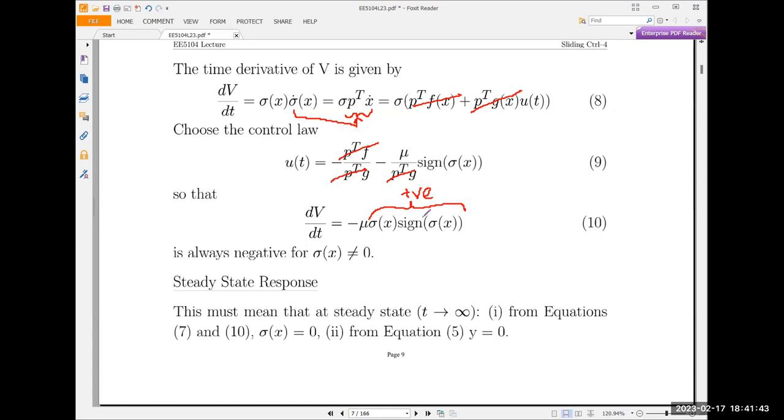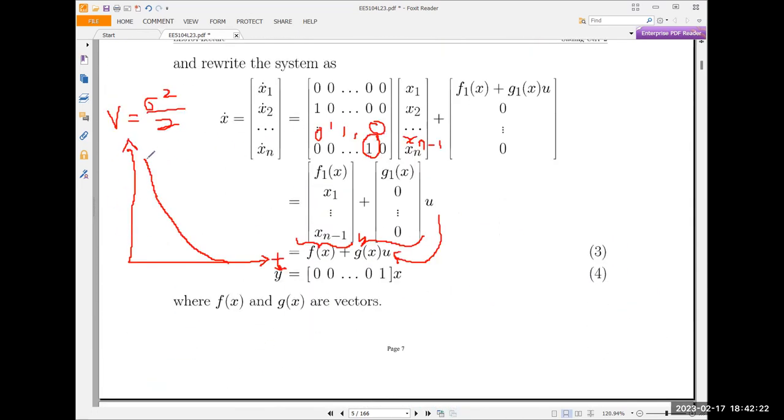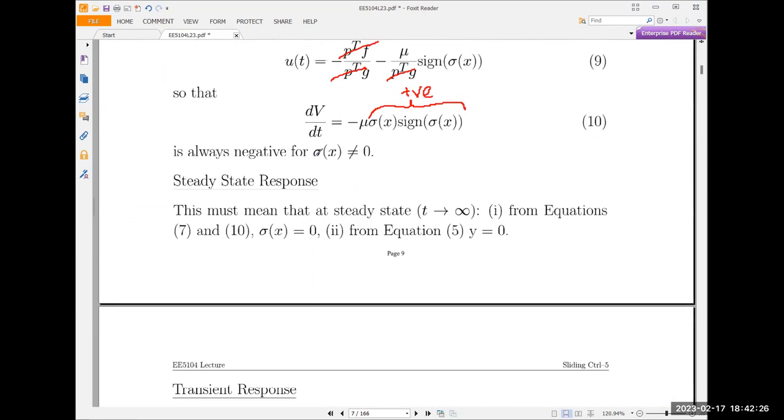Okay, so now the conditions are all there. Let's go back and see. If we start with V, which is sigma square, let's say positive, it's easier to discuss. Anyway, sigma square is always positive. If sigma is positive, sigma square is positive. Even if sigma is negative, sigma square is also positive. So you start somewhere here. Then, because you make sure that the slope is always negative, you will have the following conclusion when you wait long enough.